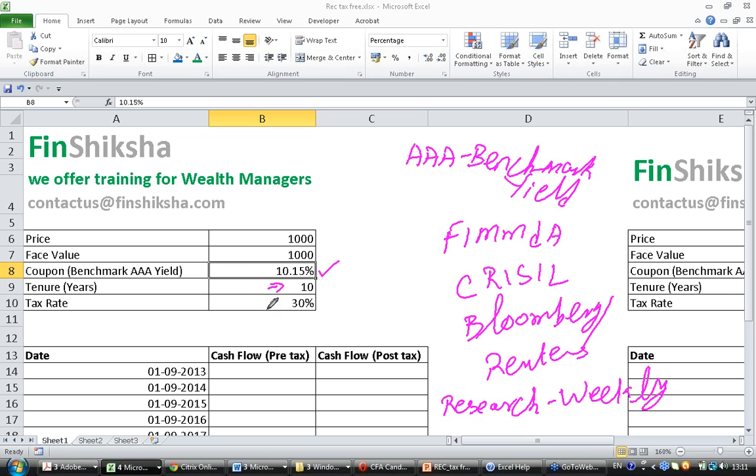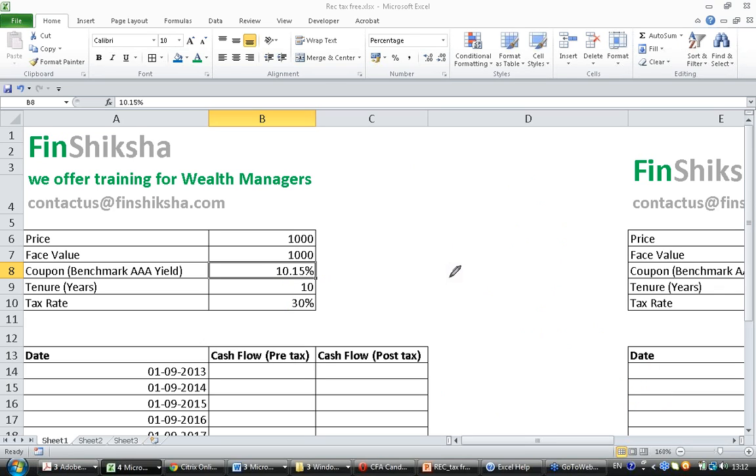Right? Let's assume an investor has 30% of tax. So let's see how to evaluate this. Let's quickly recap. A taxable bond is likely to pay a 10.15% coupon, and this bond is also for 10 years, and the tax rate applicable for an investor, for example, is 30%. So this is the bond that we are going to take for our purpose. So let's find out what is the yield on this bond.